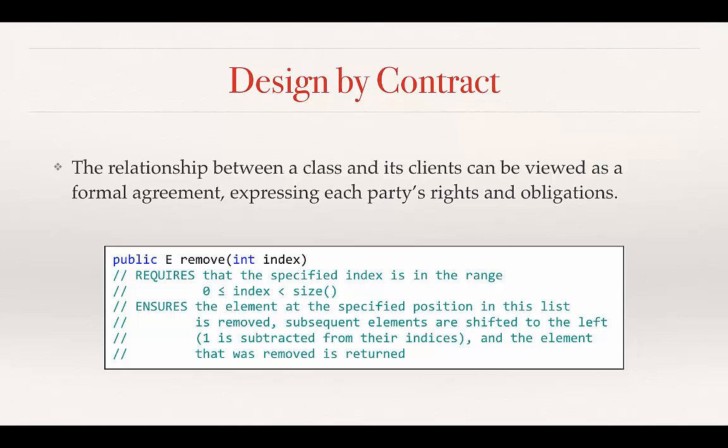The contract part of this also indicates who's at fault if a problem occurs. If the precondition is violated, the client is at fault. If the precondition is not violated and the postcondition is violated, then the implementer is at fault.